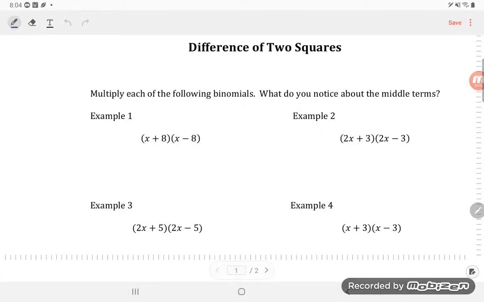We're going to factor using the difference of two squares. So first off, we're going to multiply each of the binomials. What do you notice about the middle terms is what's most important about the first four examples.